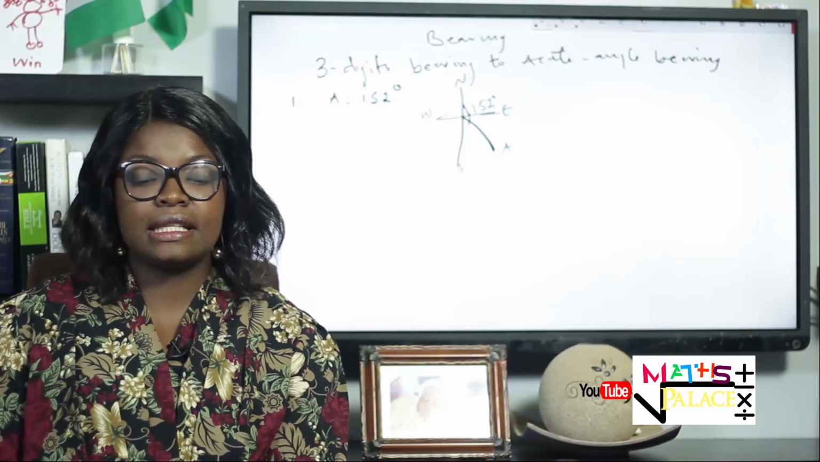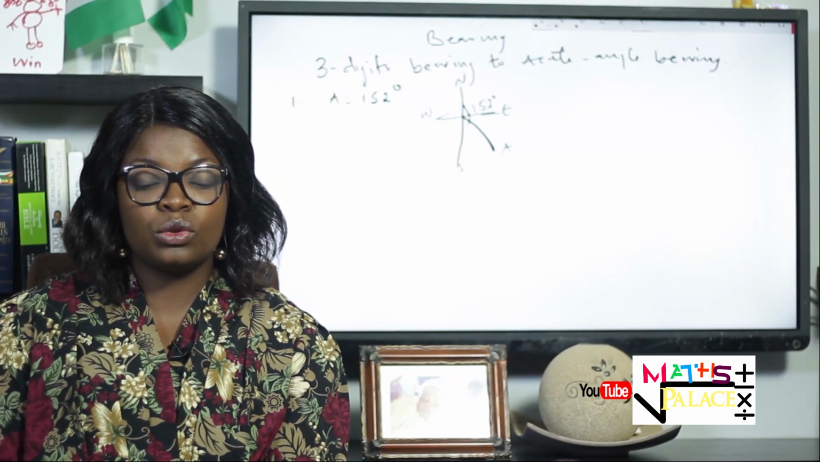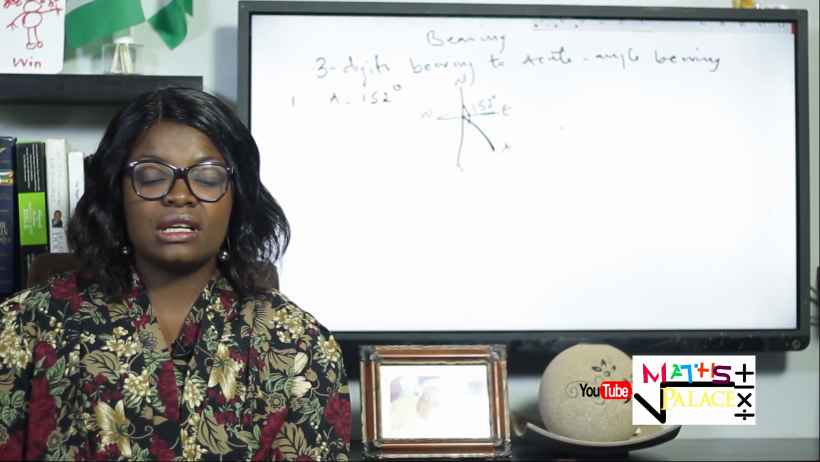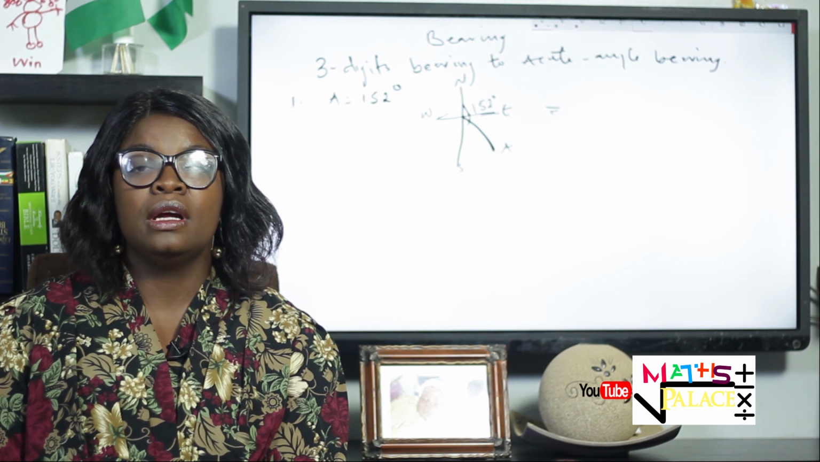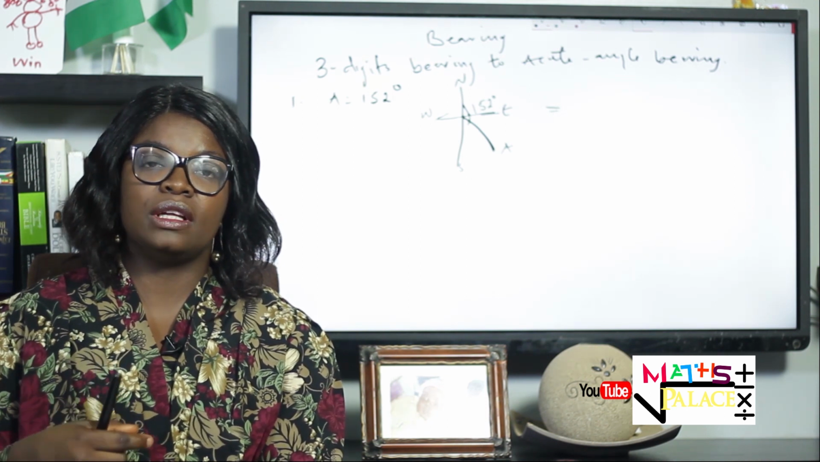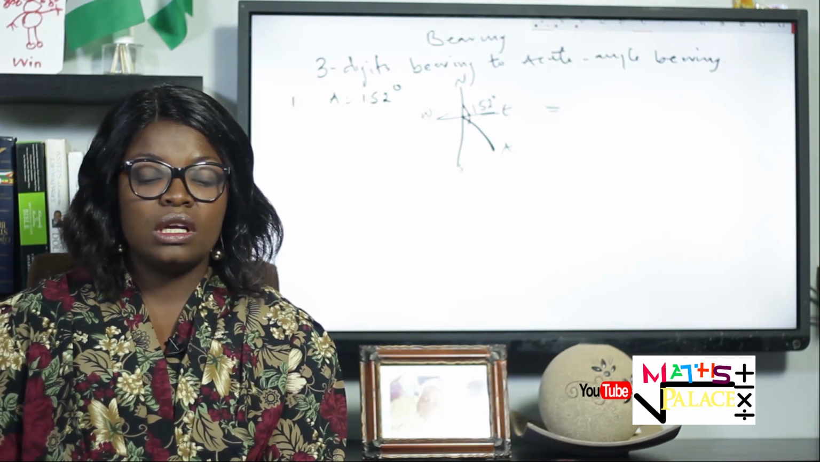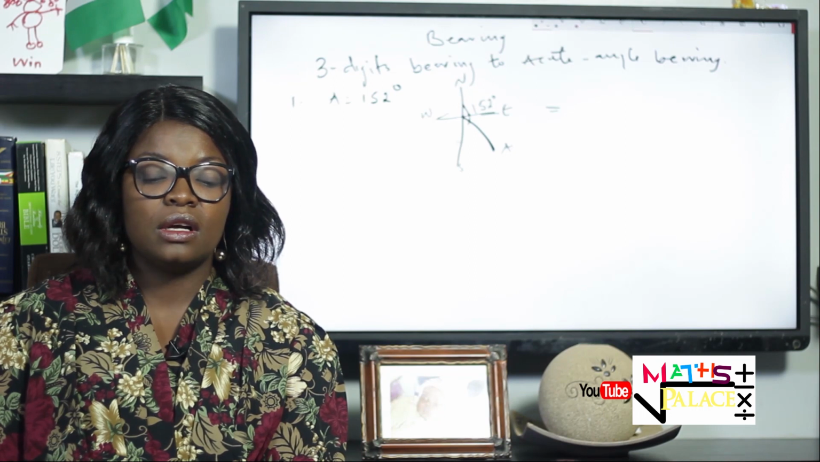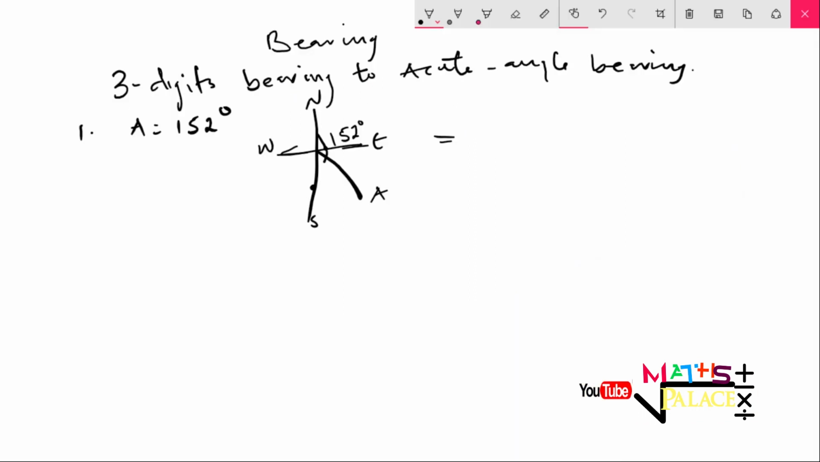From the north to the east, I have 90 degrees, and from the east to the point A here, I have 62 degrees. So to translate this into acute angle bearing, remember, for acute angle bearing, we take bearing from either the north or the south. Since it is in the southeast, we move from the south, then eastward. Moving from the south to the point A will be our acute angle bearing.